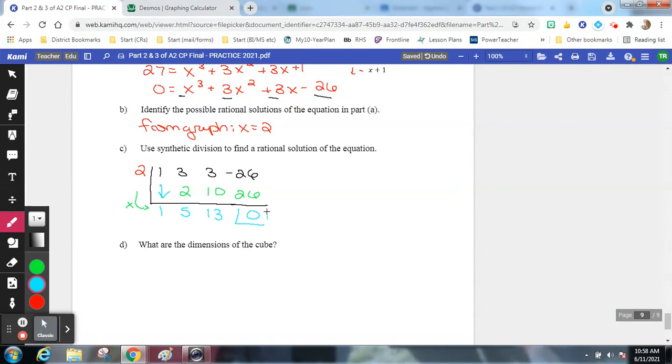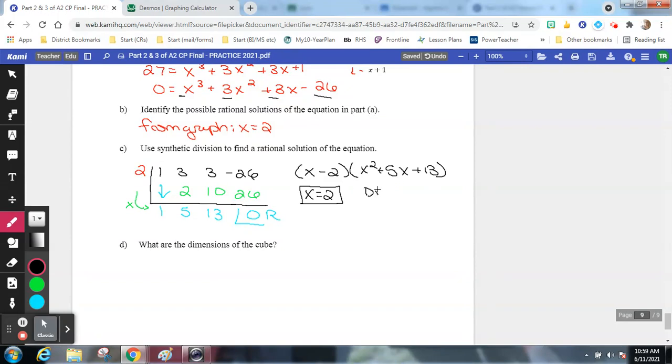And that's what you wanted to find. Your remainder has to be 0. If it's not, then we did something wrong. So we were able to find that this does in fact work, that it actually factors into x minus 2, you take the opposite, and then x squared plus 5x plus 13. And if I was to solve these, x minus 2 is where that x equals 2 comes from. And this one is unsolvable.